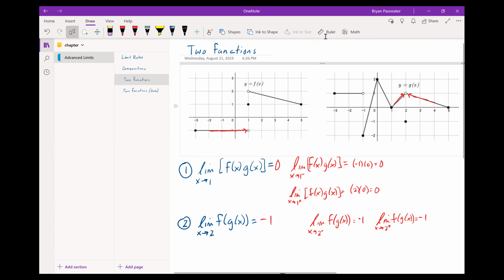And now we're going to look at the limit of f of x plus g of x plus 2. So we actually saw a problem similar to this on the international exam, I think.